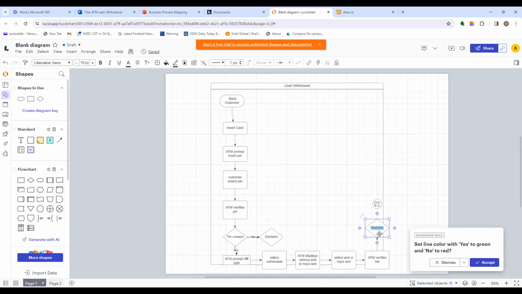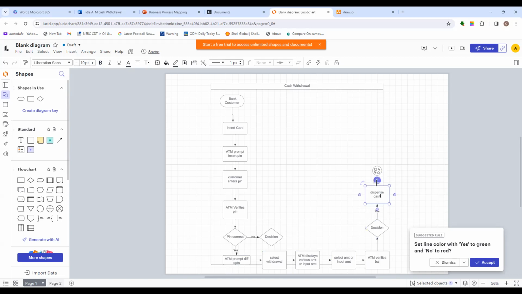Is that not so? Yes. Okay, so if yes, what happens? Pay. Is that what we said? Yes. If yes, the ATM pays. Dispense cash. Is that not so? Yes.